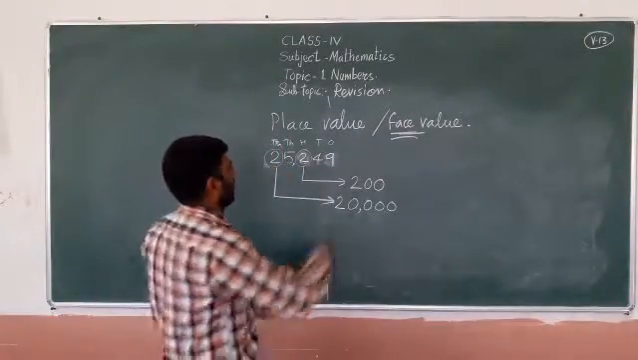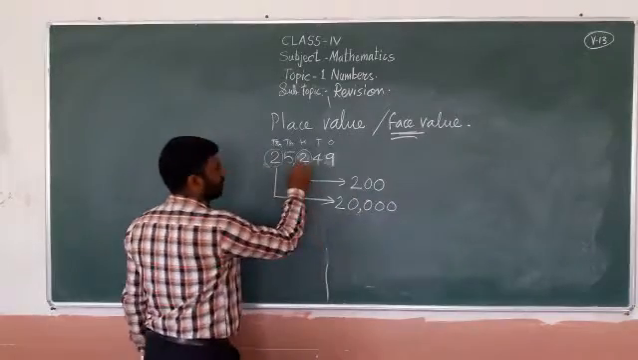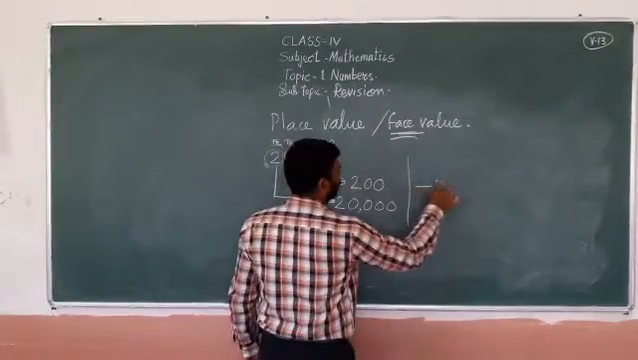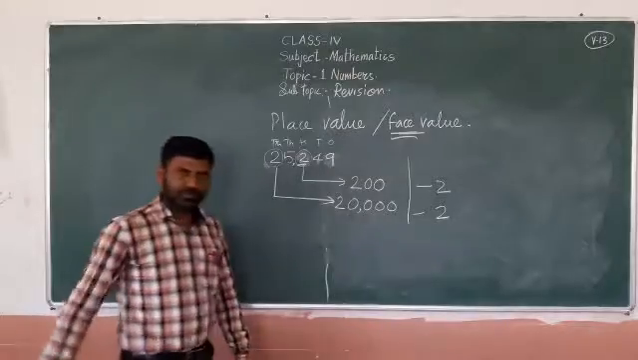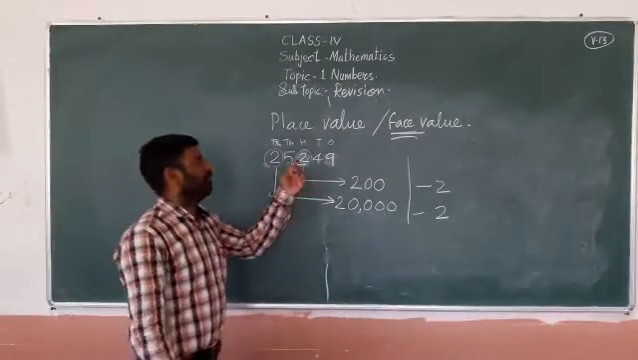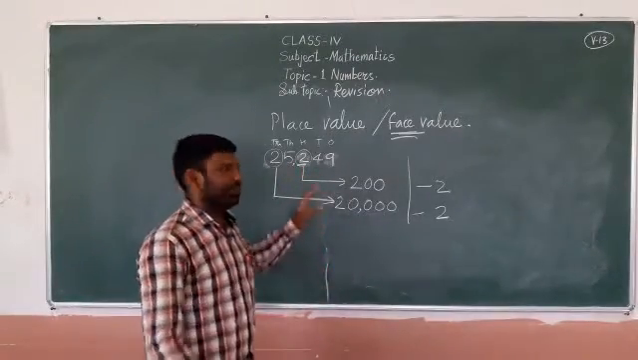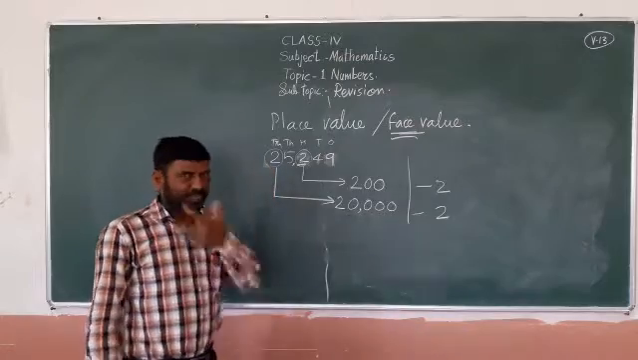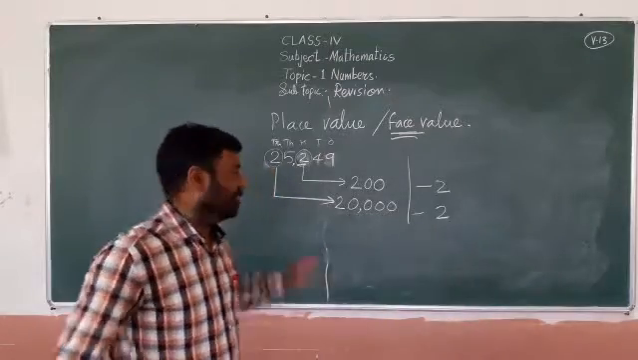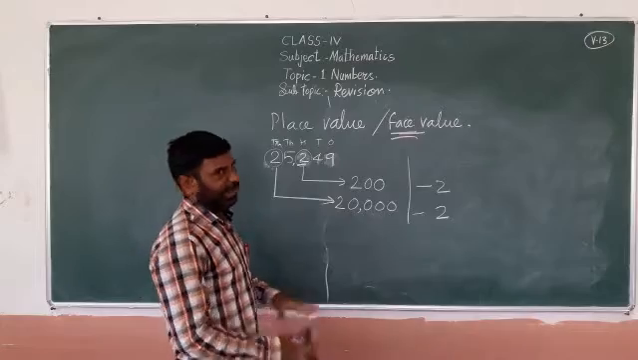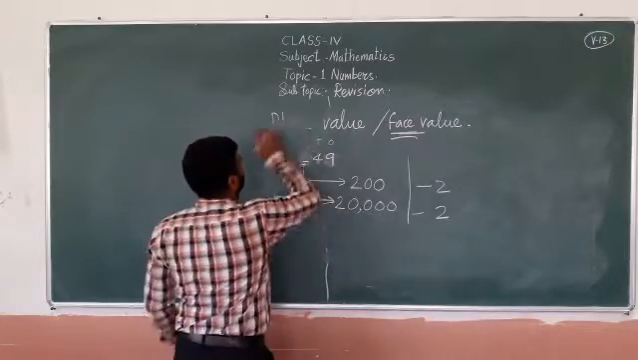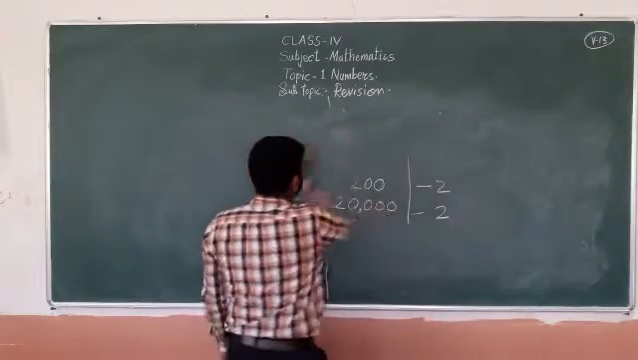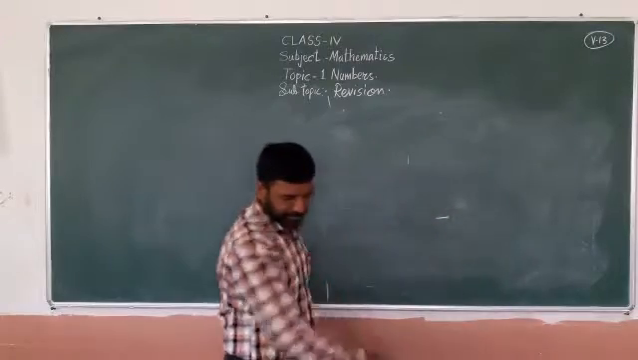And what about the face value? Face value does not change. 2's face value is 2 here, here also 2. Because if you put the digit anywhere in the number, the face value does not change. Understand? The difference between place value and face value. How to find out place value? Place value. Okay.